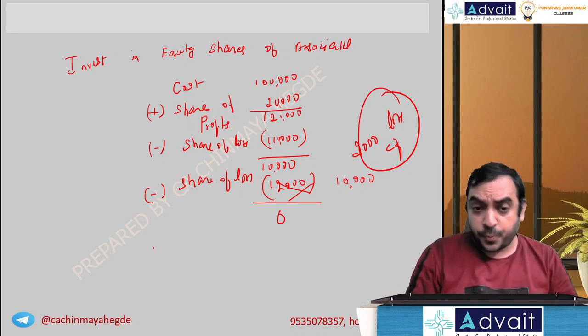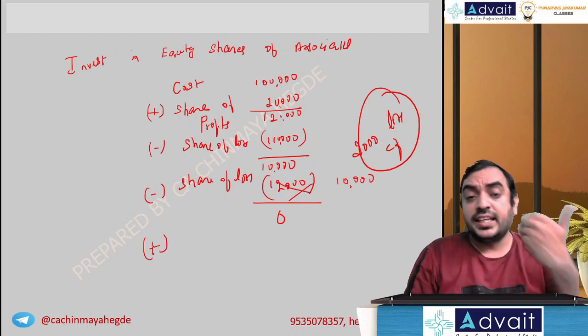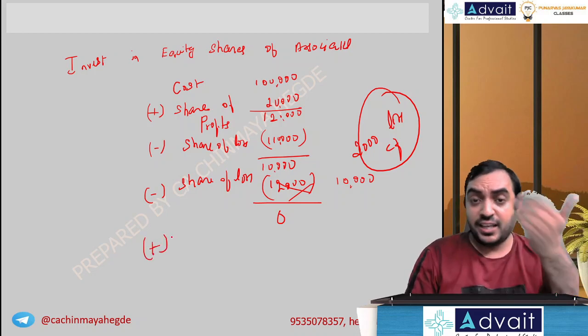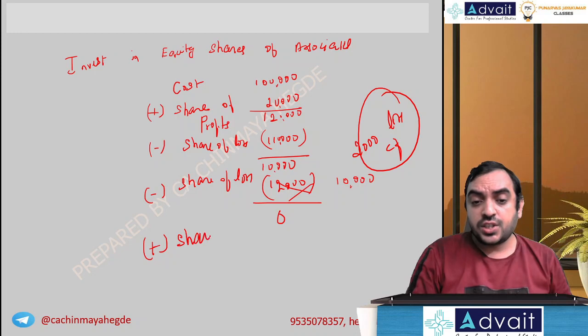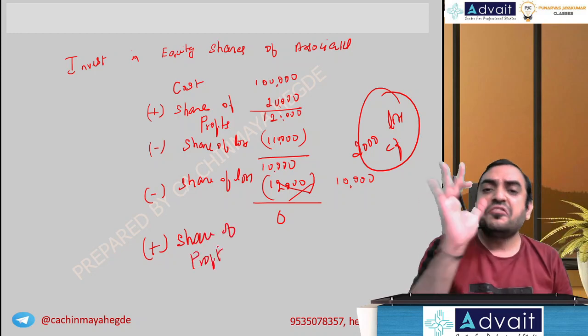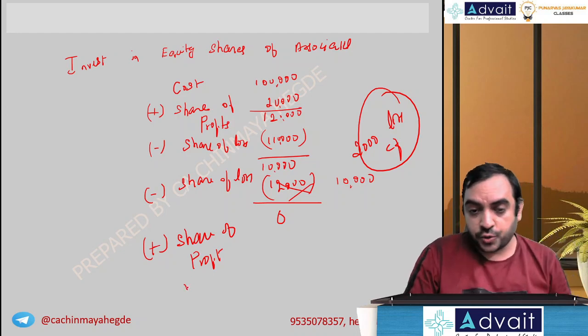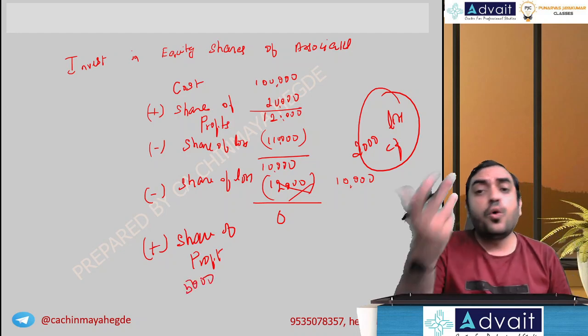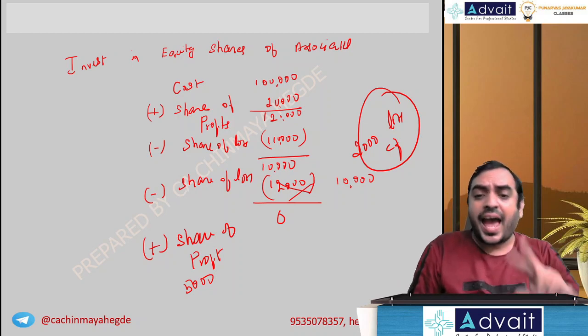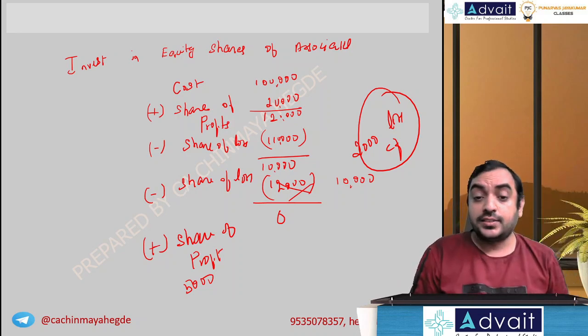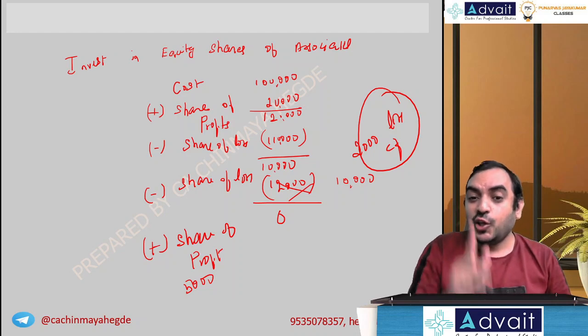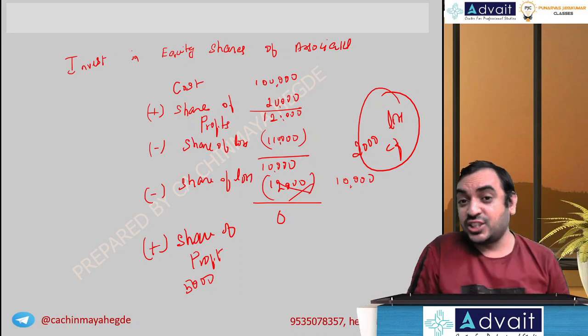Next year, suppose you have a share of profit, things are back like the stock market, everything is back, you get a share of profit. How much share of profit? For the time being, let's assume the share of profit is 5,000 rupees. Now what should you do? I have to add 5,000 rupees. But I will not add 5,000 rupees fully. That is not correct.